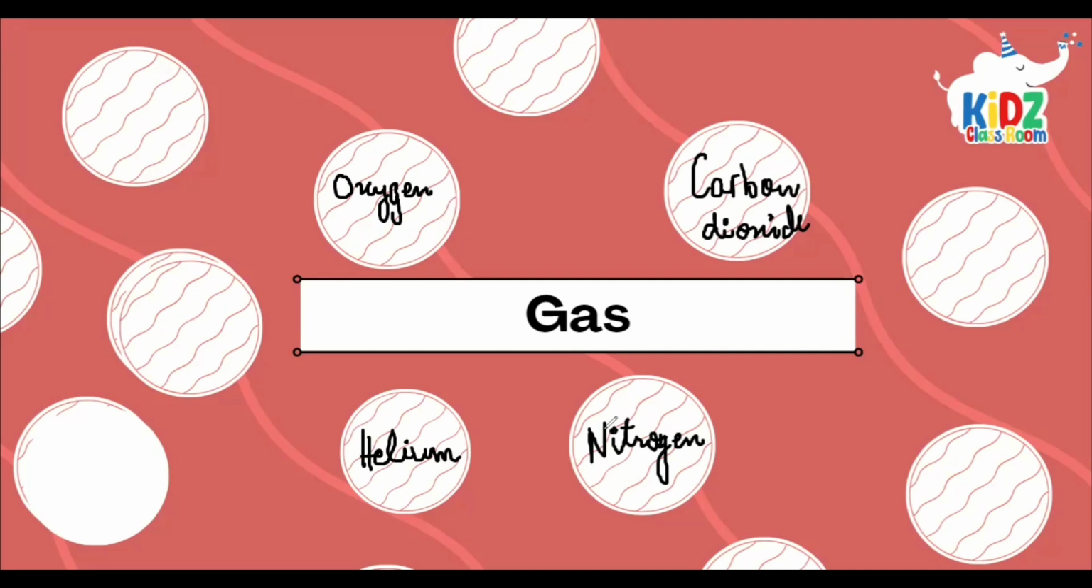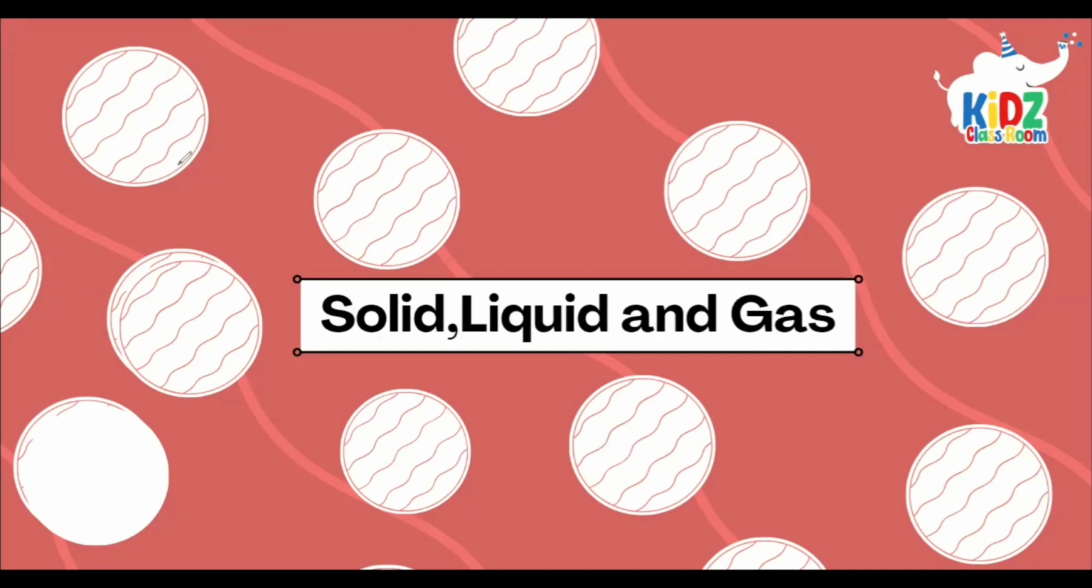So now that we have learned about the three main states of matter, let's do a quick activity to reinforce what we have learned. I will name an object and you will tell me whether it's a solid, liquid, or gas. Ready? Okay. First one is ice cube. Is it a solid, liquid, or gas?